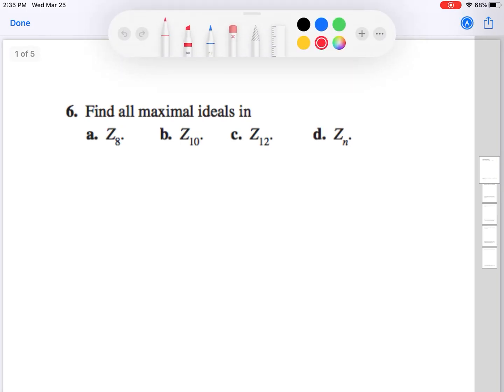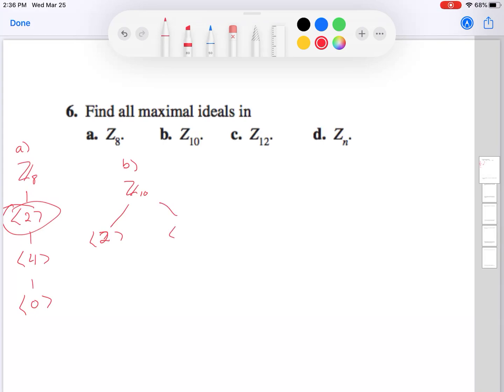When finding maximal ideals, the quickest thing for us to do is really going to be to draw out what we've thought of before as our subgroup lattice. Really, we can think of it as our ideal lattice as well. So with Z8, our lattice would look like this. So maximal ideal would be 2.